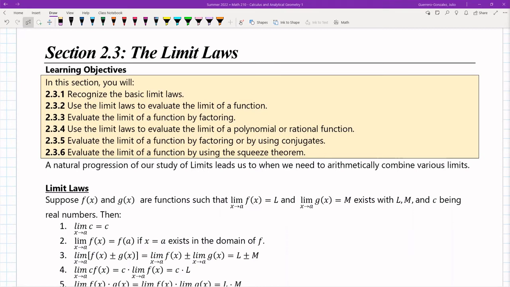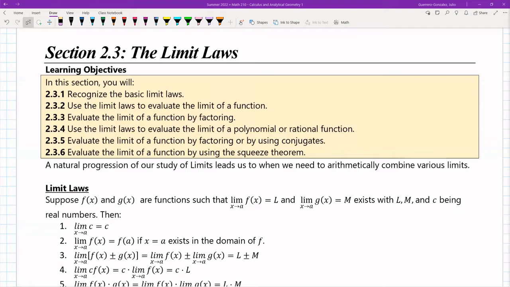Hello, everyone. This is the lecture for section 2.3, the limit laws. From section 2.2, we now have a good intuitive definition of what a limit is for a function. Now that we have that intuitive definition, we're going to start to define some laws that we can use, something that's always going to be true when we mess with limits. That's the basis for this entire section.